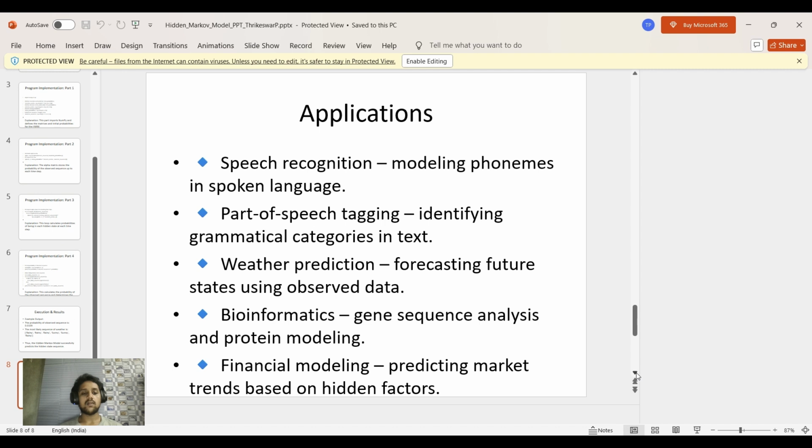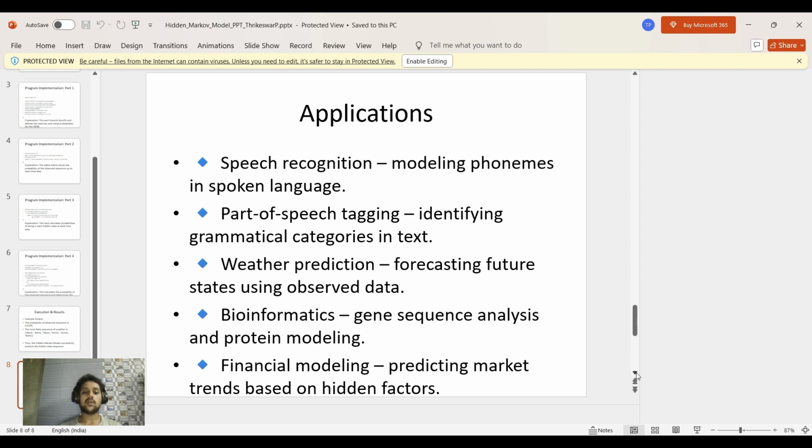Now, where are we using this Hidden Markov Model, that means HMM? We are going to see some applications of it. Speech recognition, that means modeling the phonemes in spoken English. Part of speech tagging, that means it identifies the grammatical categories in the text. And third one is weather prediction. It is useful for forecasting the future state using the observed data.